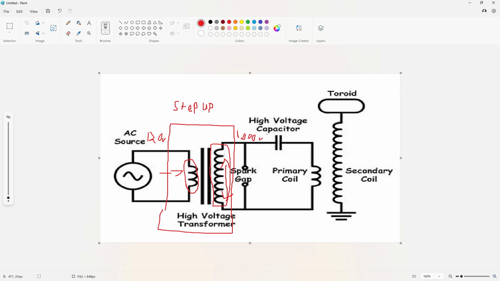The core of that transformer is going to be very large because the winding on that transformer is going to be very large. When I say large, I mean thick. The thickness of the wire is going to be very large because it's transferring that much energy.